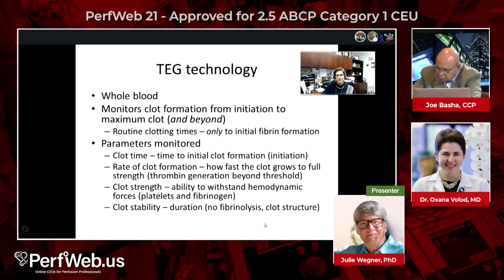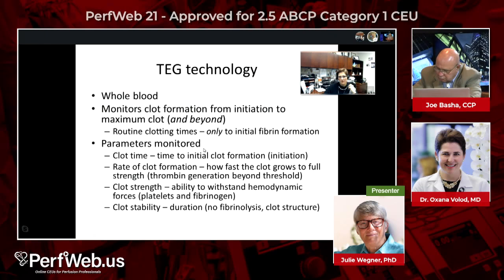Okay. So a TEG technology, again, for those not familiar with it, you use whole blood. You can either use it straight from the patient right into the cup and monitor it, or you can citrate the blood, send it to the lab, and then have it reconstituted in the lab so you can still monitor the TEG. It monitors clot formation from the time it's initiated to the final clot, maximum strength of the clot. And then if there's fibrinolysis, you can actually see that. That's what I mean by and beyond. Just as a caveat, with the routine clotting times, such as the PT, PTT, all you're looking at is initial fibrin formation. So only the initial part of that whole clotting process are you seeing with the routine clotting times, which is probably why they don't always correlate with what we see with the TEG.